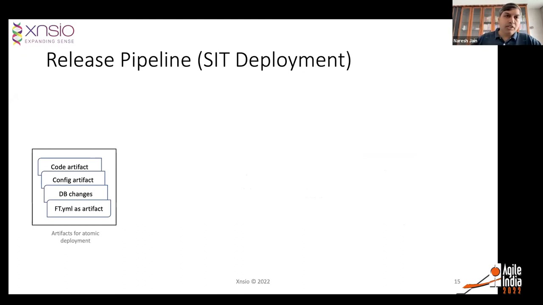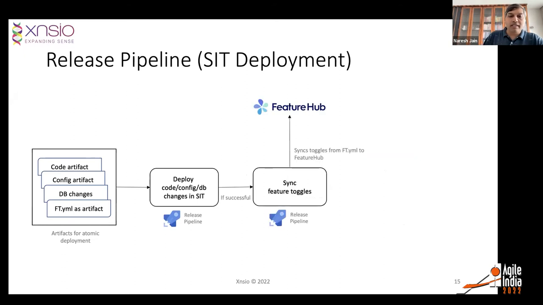Once your CI pipeline has created the artifacts, your CD or release pipeline will pick them up and deploy them into your SID environment. If that is successful, there is a stage in the release pipeline which syncs the toggles to Feature Hub. It takes the ft.yaml file, finds all the toggles in it, and through an API call creates them in Feature Hub. Then your release process continues as normal. But at this stage you have taken all the new or deprecated toggles and synced them with Feature Hub, so they are available.